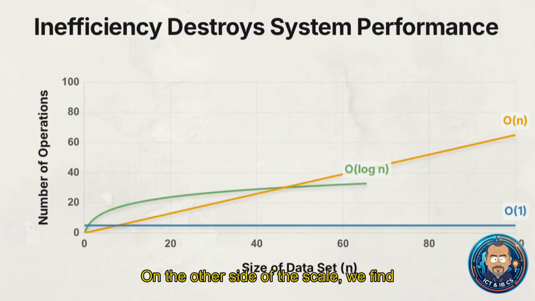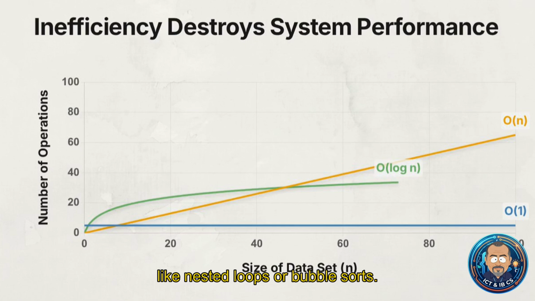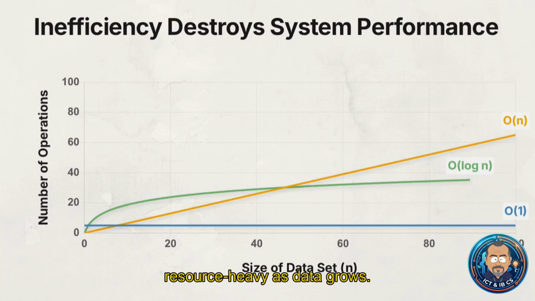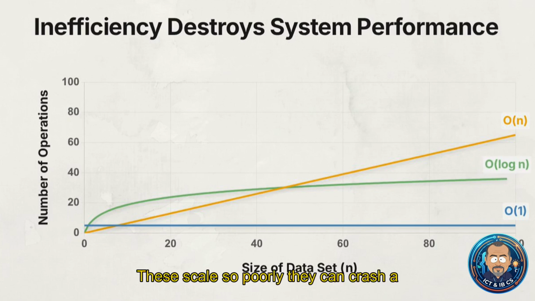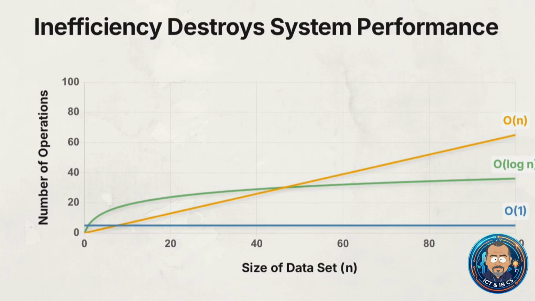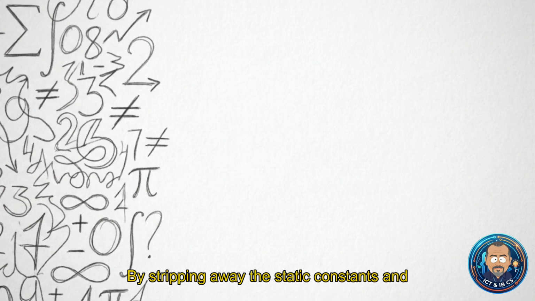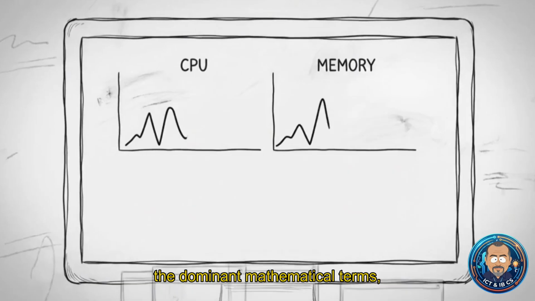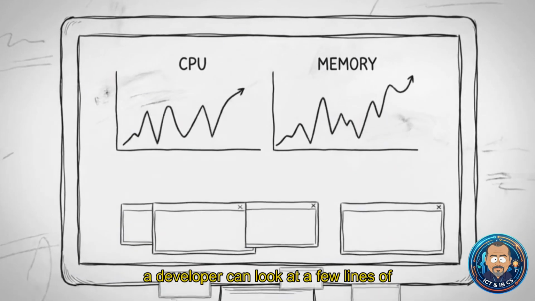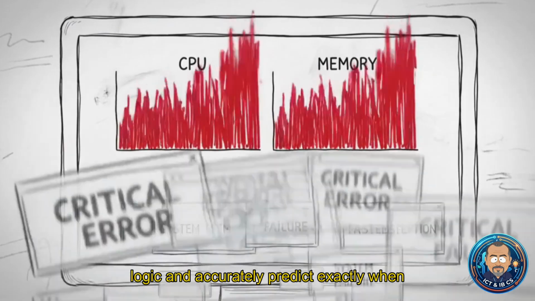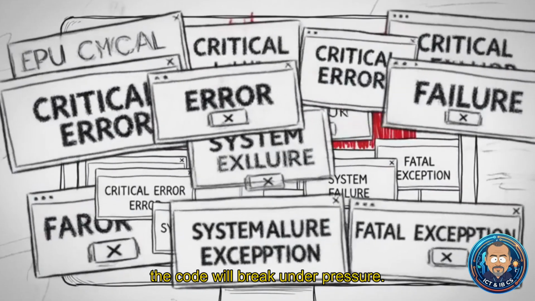On the other side of the scale, we find quadratic algorithms, like nested loops or bubble sorts. Categorized as O(n²), these become incredibly slow and resource-heavy as data grows. Finally, there are brute force algorithms that trigger exponential or factorial growth. These scale so poorly they can crash a system processing even a surprisingly small amount of data. By stripping away the static constants and plotting out the dominant mathematical terms, a developer can look at a few lines of logic and accurately predict exactly when the code will break under pressure.